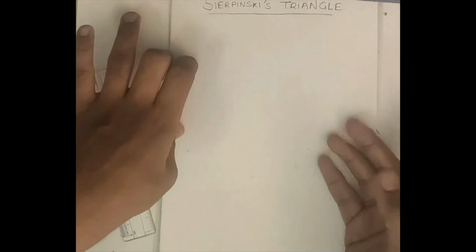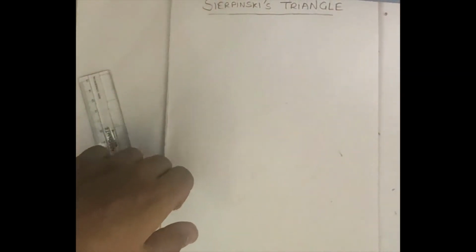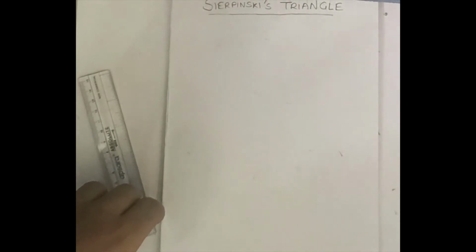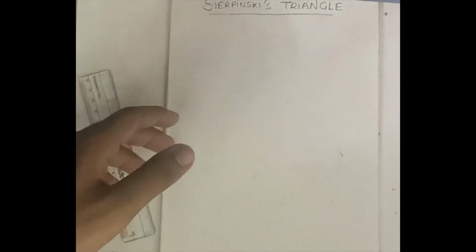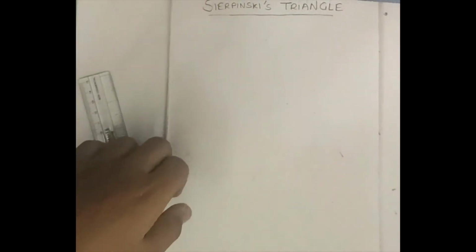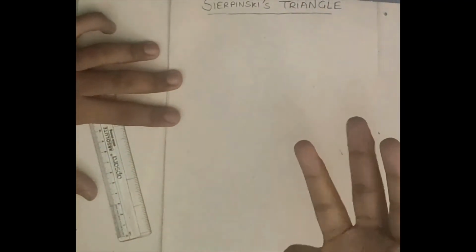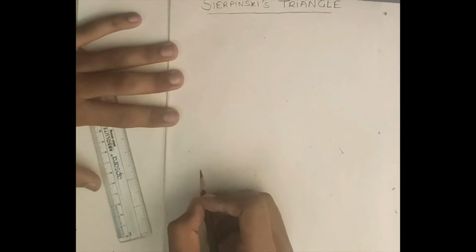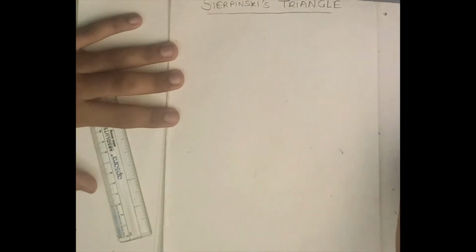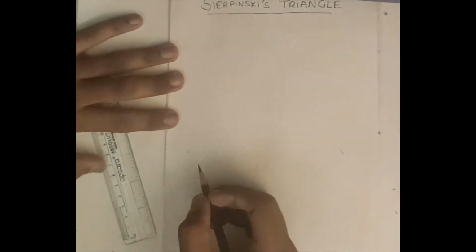Now this fractal is centuries old, but it was extensively studied by a mathematician called Wacław Sierpiński. So it's named after him. Okay, so let's start drawing the Sierpinski's triangle. It's a simple three-step process, where one of the processes is repeated, as I told you in the last video.